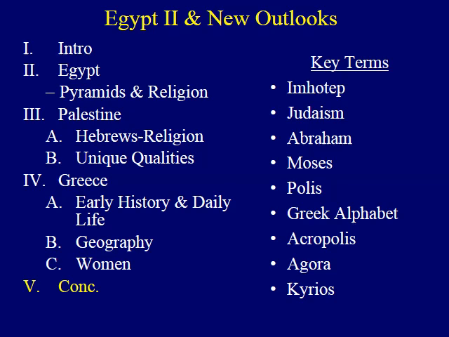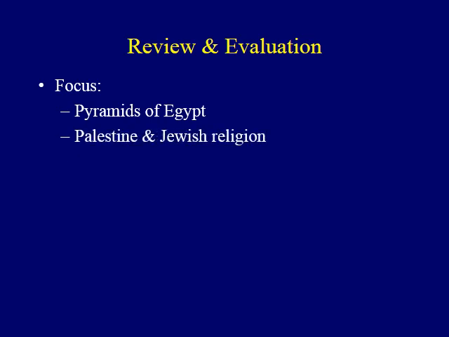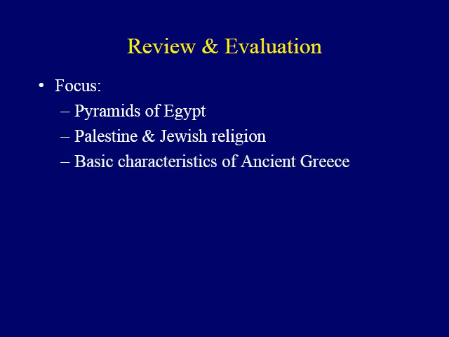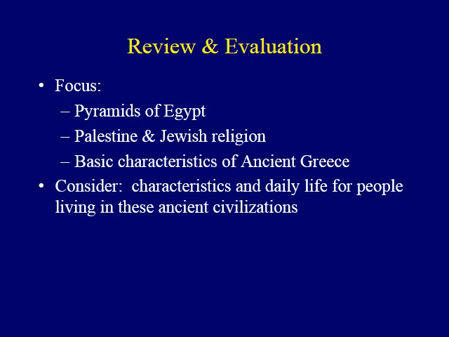I'd like to quickly review some of the key ideas included in this presentation. Well, there are three primary focal points for this lecture. First of all, it addressed the pyramids of ancient Egypt, the religion practiced by people living in Palestine, that would be the Jewish religion, and lastly, some general characteristics of people living in ancient Greece. What you might want to be able to consider would be different characteristics and daily life for people living in these regions.